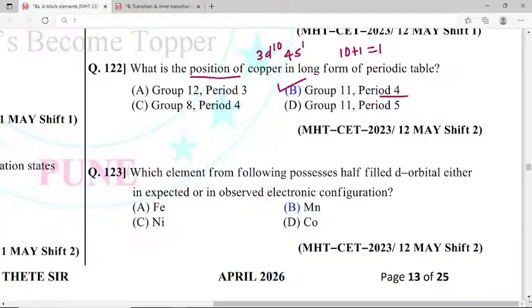Next question. Which element from the following possesses a half-filled d orbital, either in expected or observed configuration? Manganese, atomic number 25, electronic configuration 3d5 4s2. So 3d5 is half filled. So manganese is the answer.